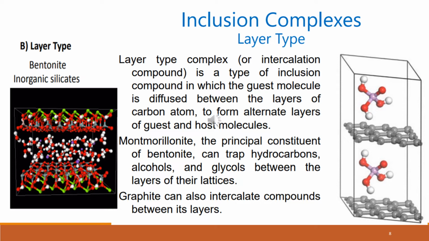Graphite can also intercalate compounds between its layers. So you can see the layer type of complex, which is also called an intercalation compound, is a type of inclusion compound in which the guest molecule is diffused between the layers of carbon atoms to form alternate layers of guest and host molecules.